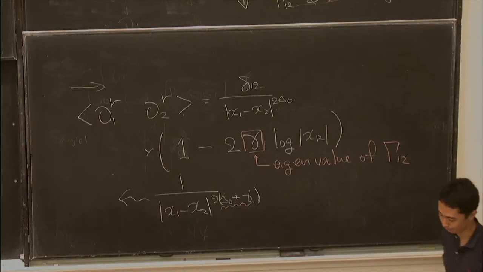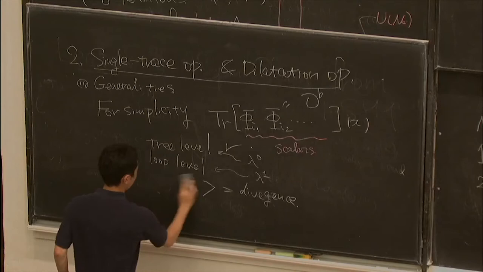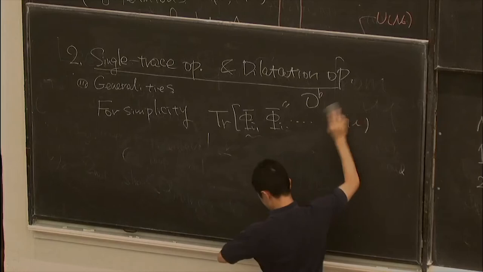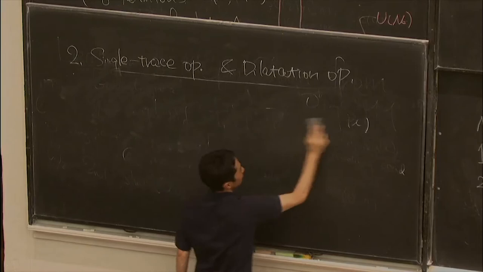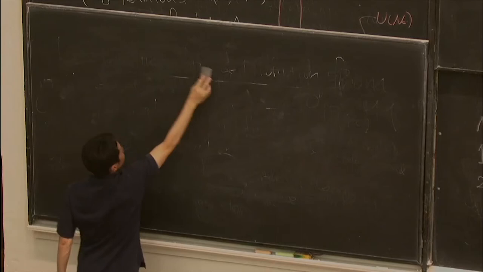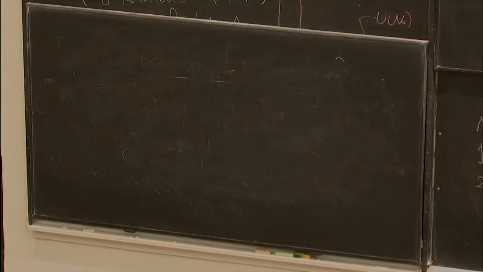And now I'm going to explain a little bit more in detail, but I'm not going to do the full computation, how the computation goes in the case of N equals 4 supersymmetric Yang-Mills at one loop. Is there any question so far? Yeah, and you get the correct powers of log so that it exponentiates. That's the consequence of the conformal symmetry.